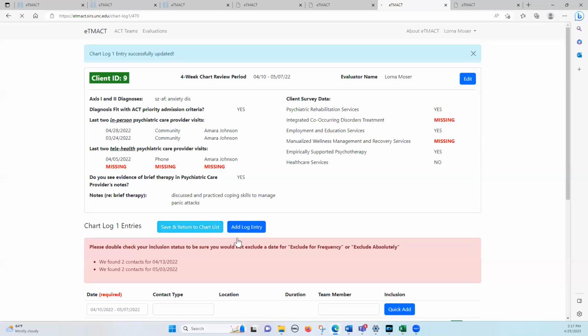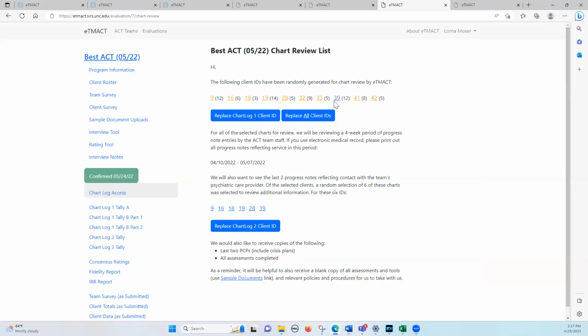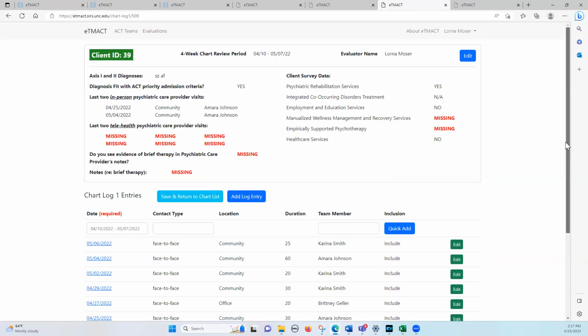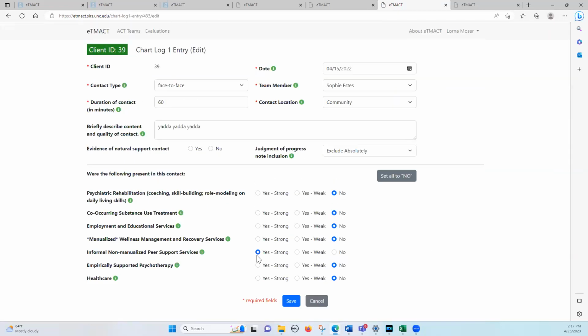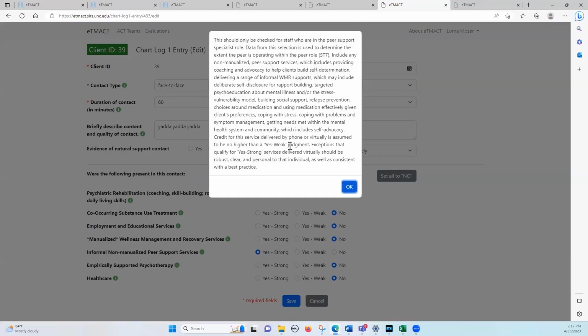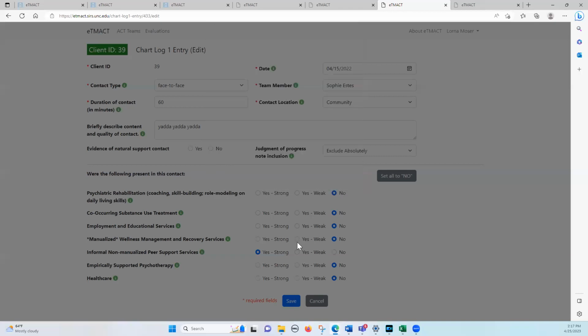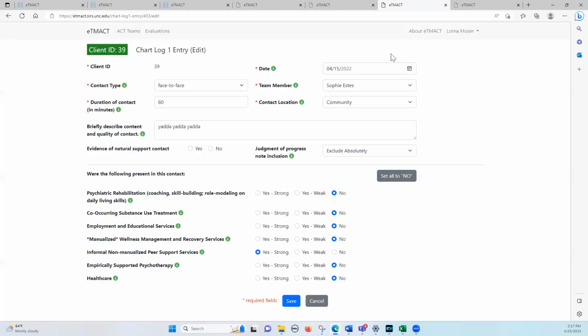I'm trying to find where Sophie shows up. And right here, that one was excluded absolutely, but here we have, because they were together, an example where Sophie had earned informal, non-manualized peer support services. Again, that green icon gives you examples of this. So this contact note would be credited towards her operating in the peer role.